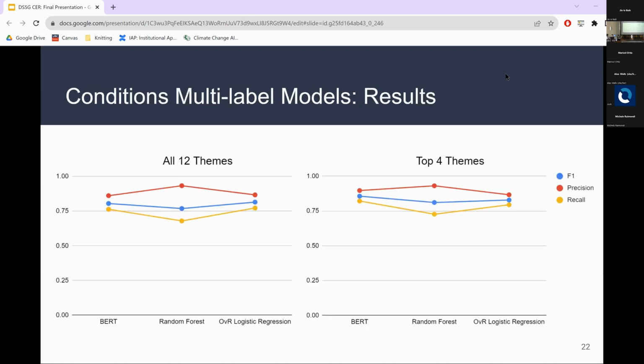But looking at our conditions data, we have overall higher results than our OPR data. And the results are quite comparable between our models for all 12 themes and then our top 4 themes. We can see Bert in this case doesn't do as poorly as it did with OPR, and it is quite comparable to the logistic regression results.